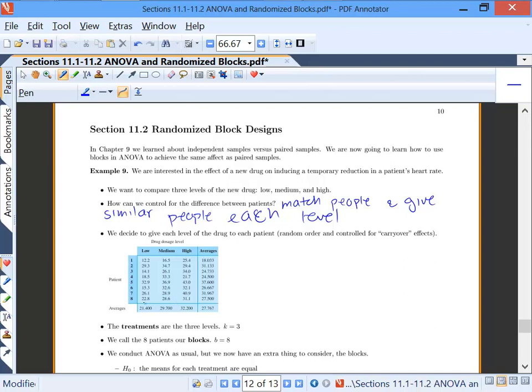So the average for low was 21, medium 29, 32, etc. And then we also have information for each patient. Each patient has an average on all the levels, and you have your grand average.